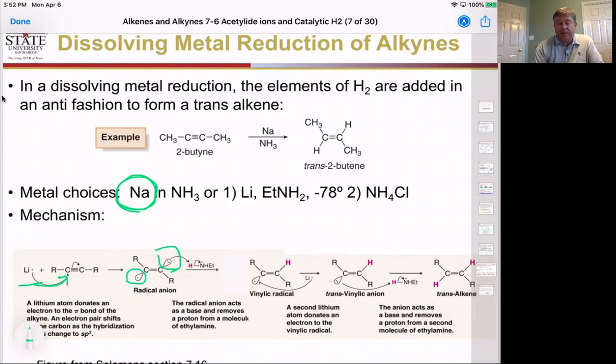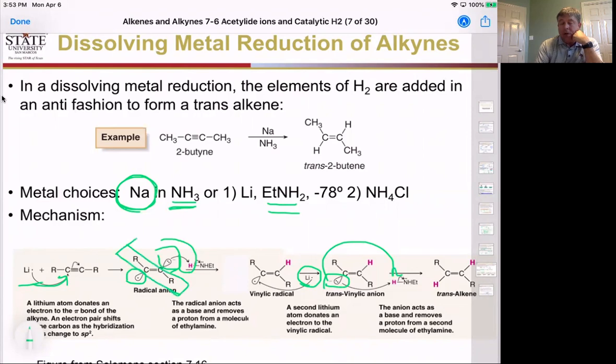This anion now acts as a base and can pull a hydrogen off the solvent. In this case, it's ammonia or this amine right here. Once it does that, the radical can then react with another equivalent of the lithium or the sodium to create another anion. This now becomes the base and will deprotonate again. Notice because of the R groups trying to be opposite each other, trying to be in the trans configuration, we end up with the anti-addition of the hydrogen across the system.